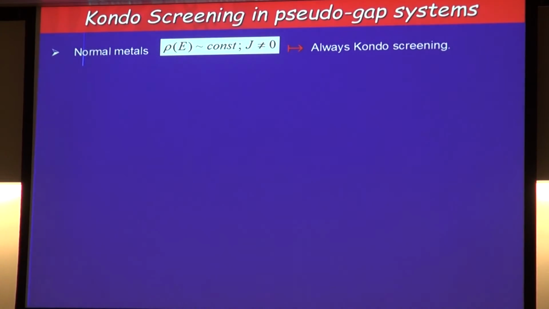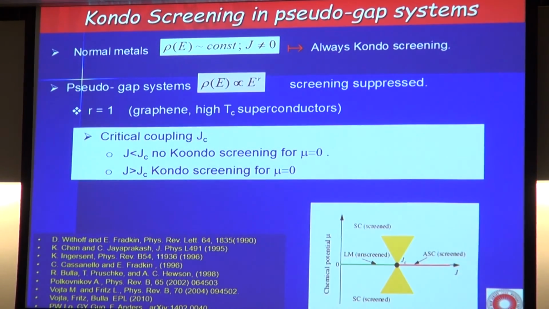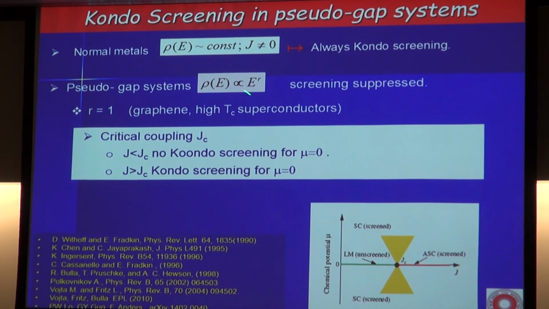Okay, now one other thing to point out is that Kondo screening in a pseudo-gap system is a very different beast. In normal metals, you always have Kondo screening, as long as you have infinitesimal antiferromagnetic coupling. However, when you have pseudo-gap systems where the density of states is some power law of energy, in particular linear in energy, as is the case for high-T_C superconductors or graphene, Kondo screening is very delicate. There is a critical coupling below which you will not have Kondo screening.